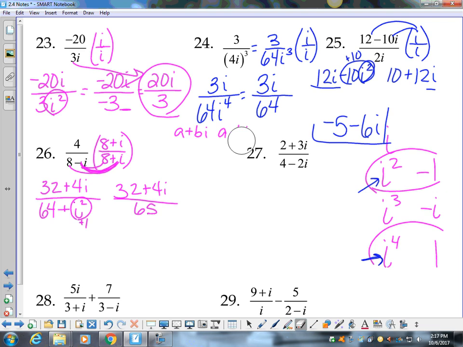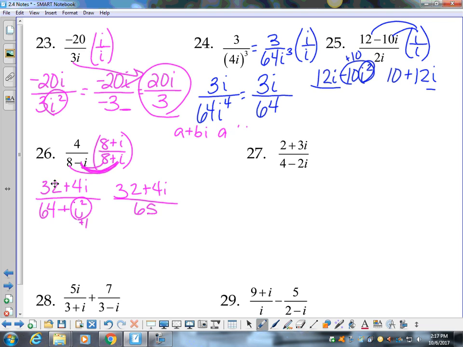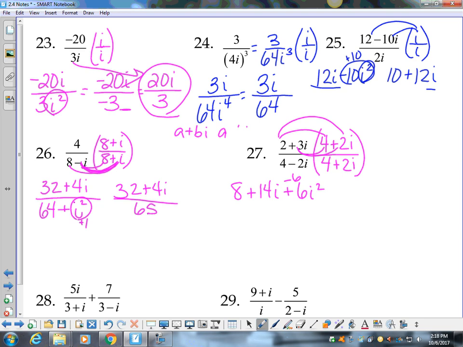Okay, looking at number 27, two terms in the bottom. I'm going to multiply by its conjugate. So 4 plus 2i. Again, I don't care about the top. It can have i's all it wants to. Okay, the top is a full-out lobster. So here we go. 8, and then that's a 4i, and that's a 12i. So that's a 14i. And then that is a positive 6i squared, which is going to turn that into a negative 6 because of the i squared.